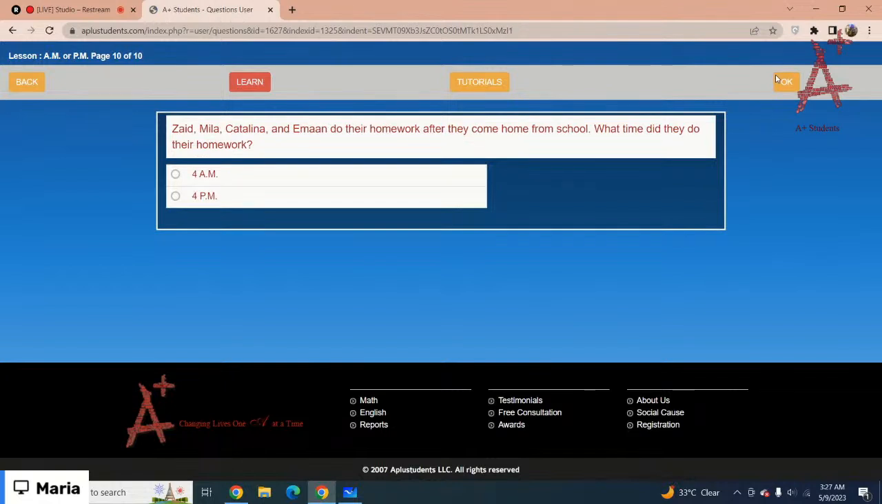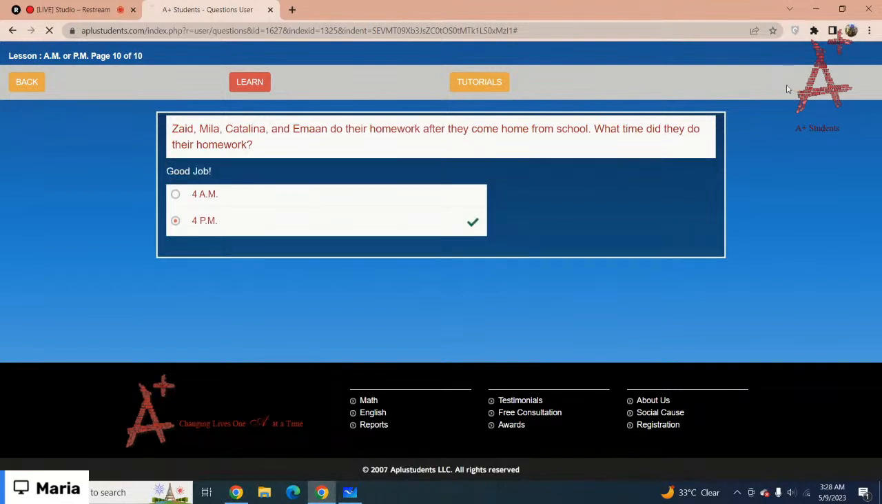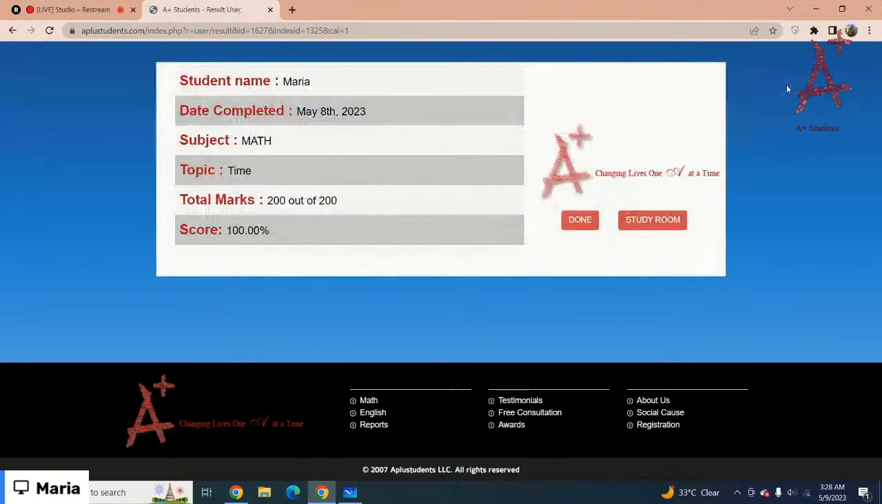Zad, Mila, Catlina, and Iman do their homework after they come home from school. What time did they do their homework? After the school, it would be p.m. It would be 4 p.m. because they came back from school after the afternoon. So it would be p.m. Got it? Okay, we are done with the test. Let's just move on to the next lesson.